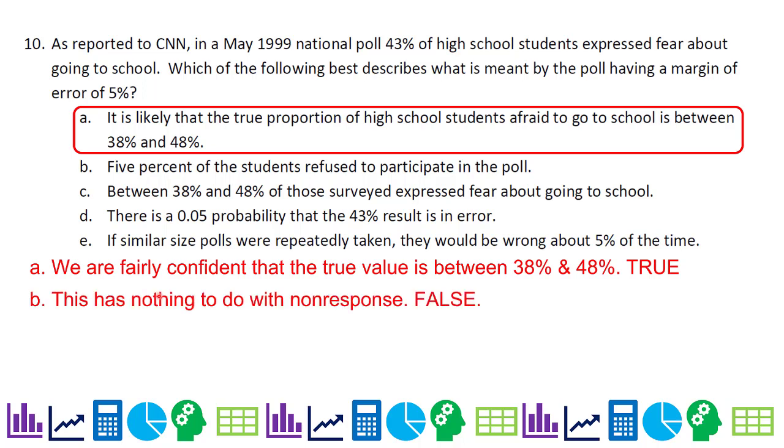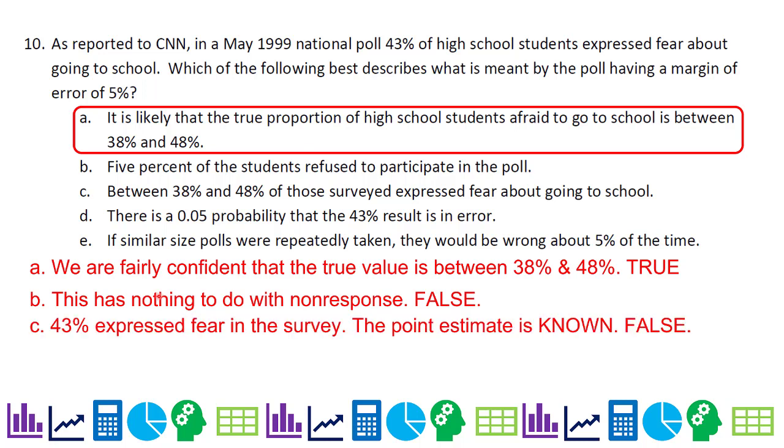B, 5% of students refuse to participate in the poll. That has nothing to do with non-response, all right? So margin of error is the range that you're setting for capturing the true value. Part C, between 38 and 48% of those surveyed expressed fear about going to school. Actually, exactly 43% expressed fear. That's what your survey says. See, it's up there. It's your point estimate, so we know the number from our sample. We're not having to guess the number. The point estimate is known.